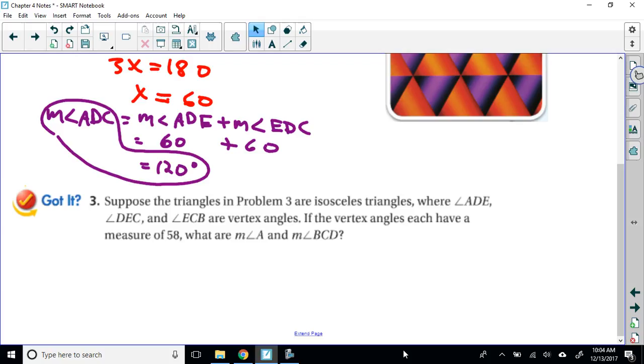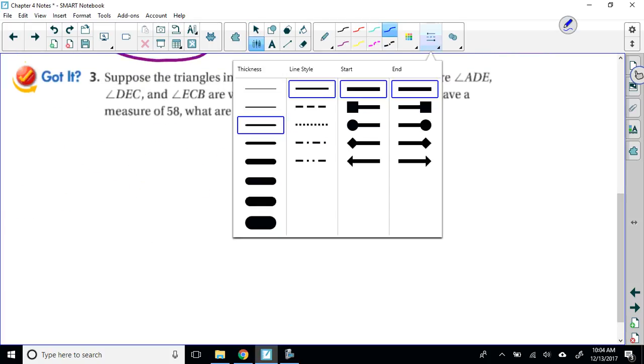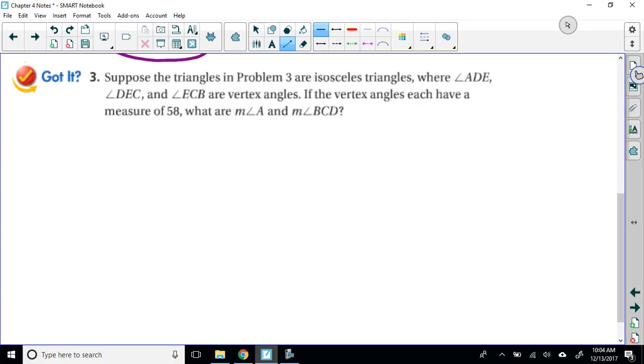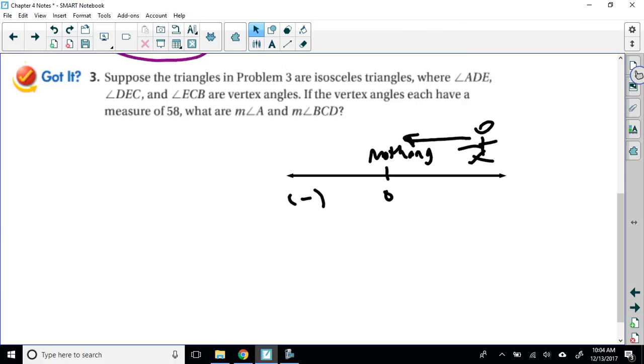Did you hear about the mathematician who's afraid of negative numbers? He will stop at nothing to avoid them. I don't know if you get that one or not. Negative numbers. He will stop at nothing to avoid them. Anyway, that was really bad.